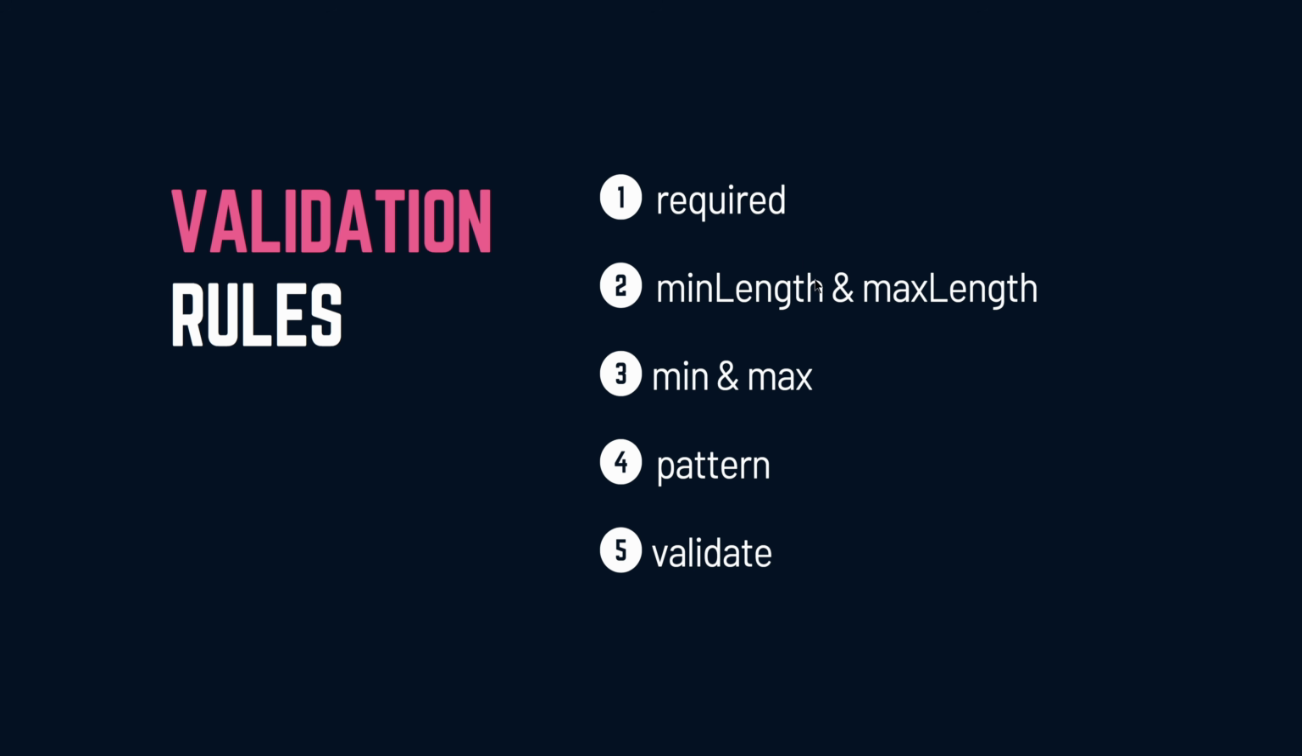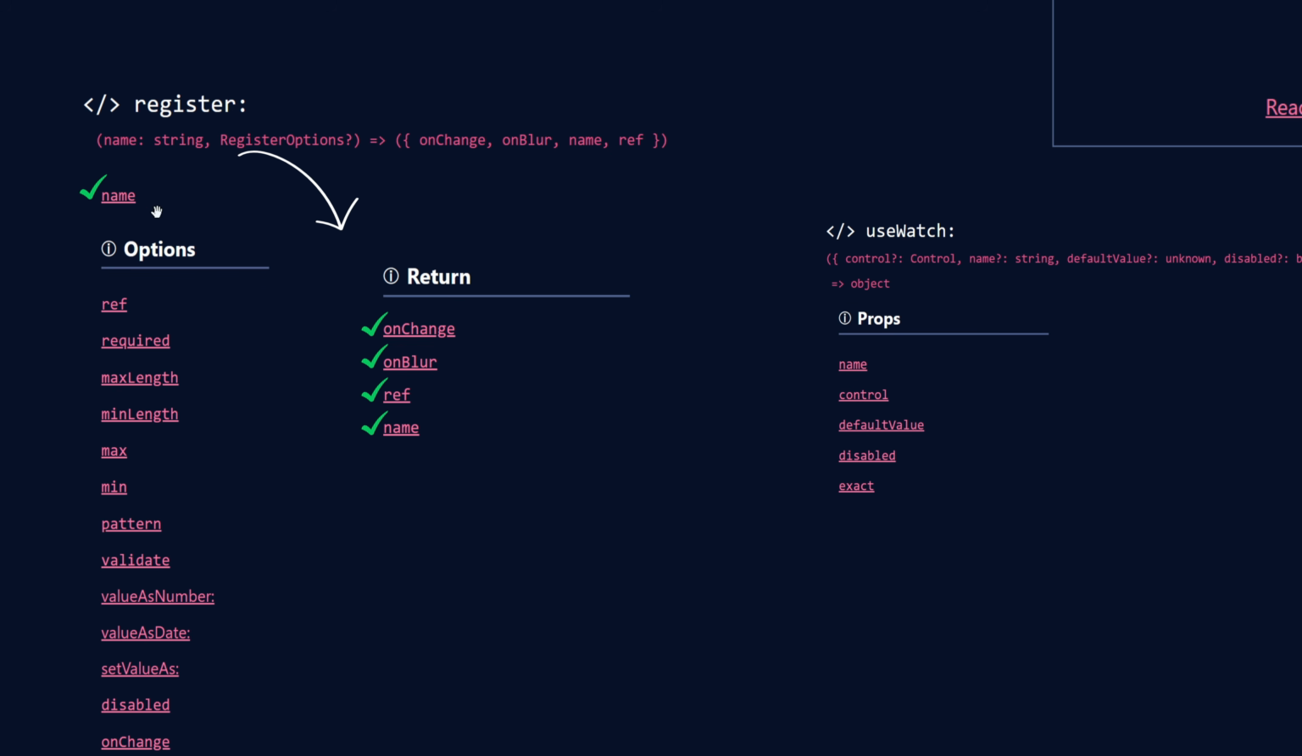Now actually, these listed items are the options from the register method to specify the explained validation rules. So you could see the same inside this register method options. required, maxLength, minLength, max, min, pattern, validate are the options which we can pass to the register method. So through these register options, we will specify the validation rules that we want to enforce on each control.